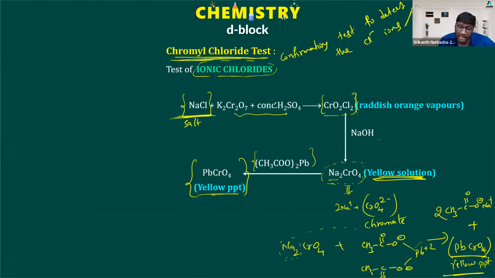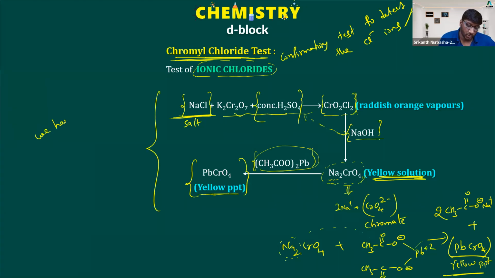Can I add all these reactions directly at first? Like NaCl salt solution I have, K2Cr2O7, concentrated H2SO4, NaOH, lead acetate. Can I add all at once? If I add all at once, what will preferably happen? We have concentrated H2SO4 and NaOH, right? Strong acid, strong base, a reaction will happen. Instead of converting into CrO2Cl2, you can have a reaction between H2SO4 and NaOH, which does not allow the formation of CrO2Cl2 greatly. That is why you should do this reaction step by step.